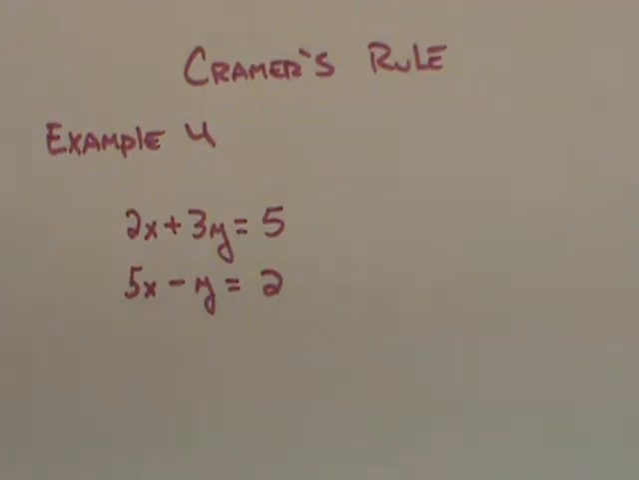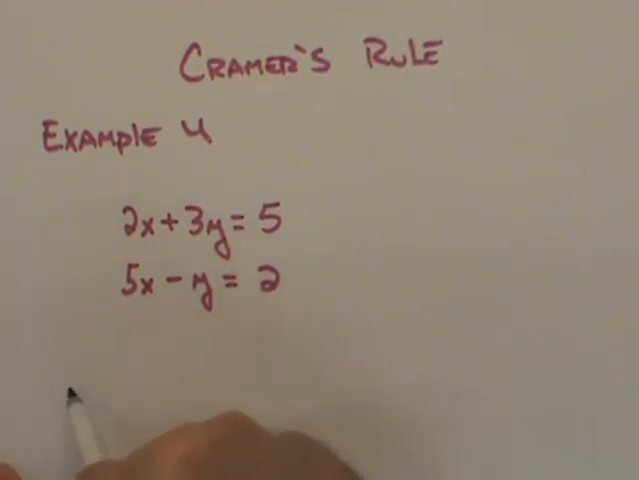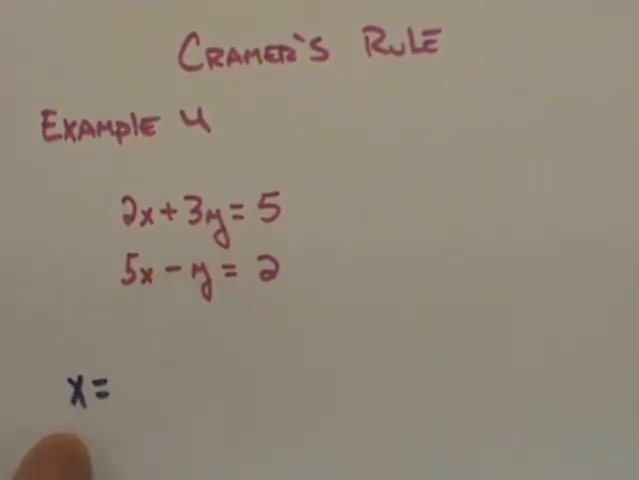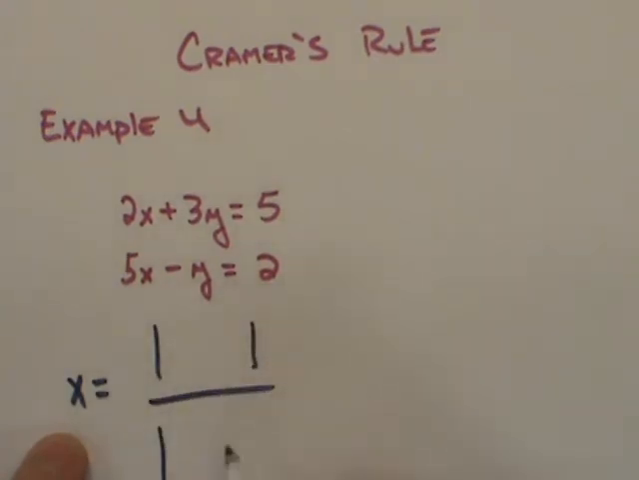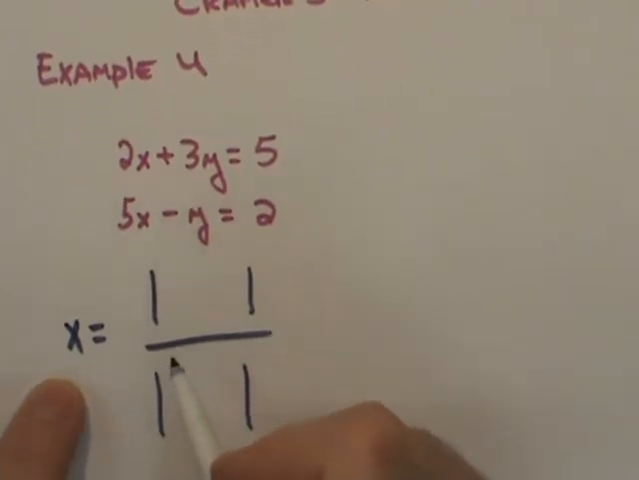Example 4 for Cramer's rule. We want to set up our determinants here, so we want to find our x-coordinate for where these two lines intersect. There's our top determinant, our bottom determinant. For the denominator, you want to have both the x column and the y column.